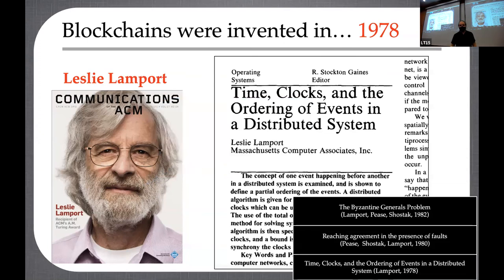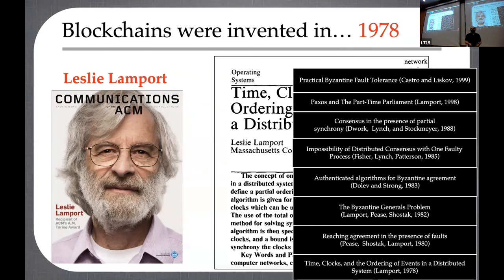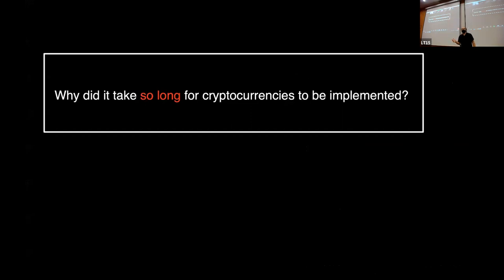Okay. Good. And there's been a ton of work ever since then, in the 80s and 90s, studying these replicated state machines, studying Byzantine agreement, studying how you would implement something like a cryptocurrency. But this was all, in some sense, not new at all when cryptocurrencies came along. So you might ask, and I think it's a good question, why did it take so long for cryptocurrencies to be implemented? If this has been around since 1978, why did we only get Bitcoin in 2009?